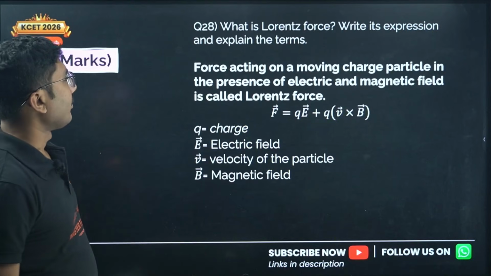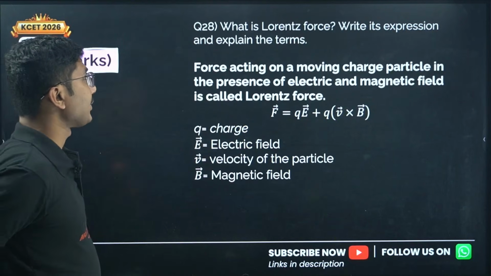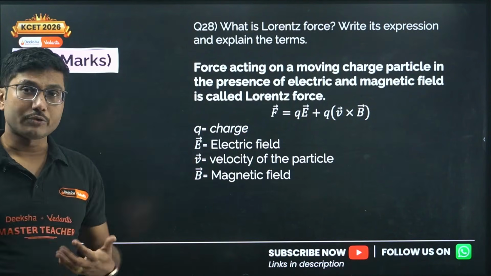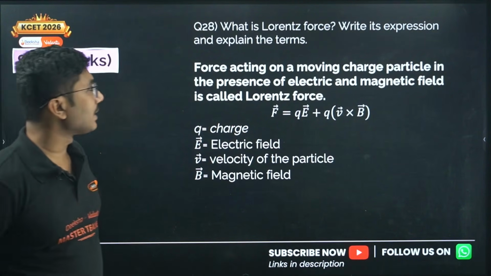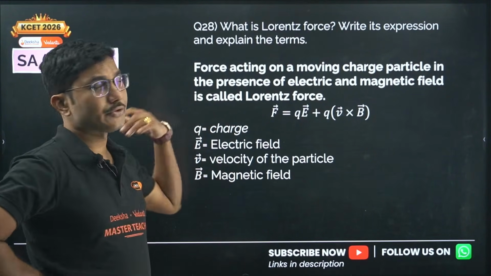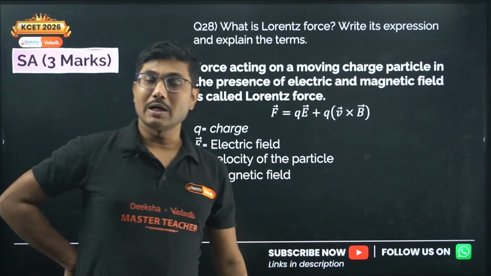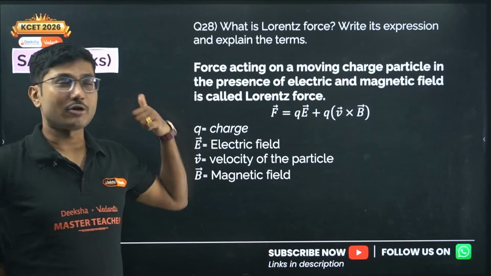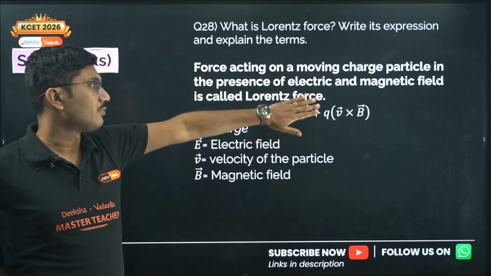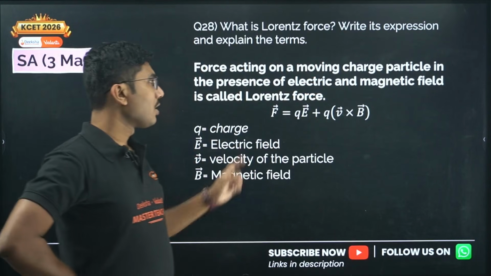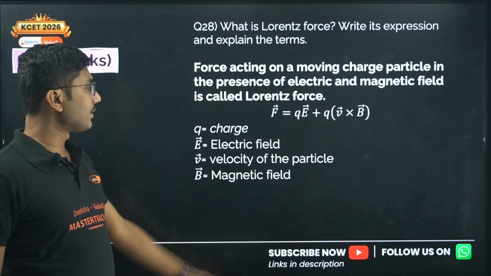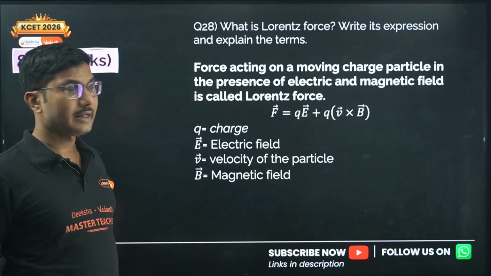Okay. Now next, what is Lorentz force? Write an expression and explain the terms. This is one of the most common questions from this chapter. 2 marker, 3 marker, both questions might come. Force acting on a moving charged particle in the presence of an electric and magnetic field is called Lorentz force. In case of a 2 marker question, they will ask you to write the formula and explain the terms. In case of a 3 marker, they will also ask what is Lorentz force, so this statement is only for 3 marker. For 2 marker, this formula and expression is compulsory. So F is equal to Q into E plus Q into V cross B. Q is charge, E is electric field, V is velocity of the particle, B is the magnetic field.